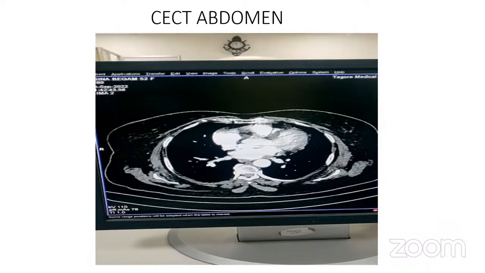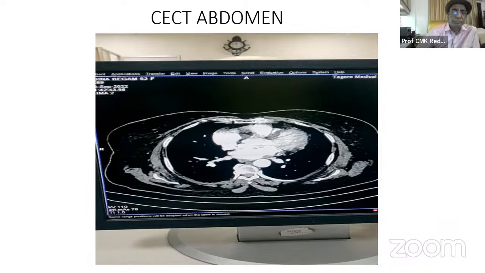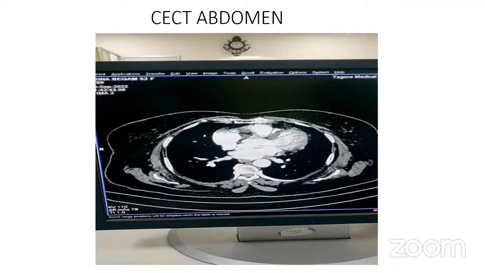Okay. Can you think of a better investigation than CT abdomen for staging? What about a PET scan? PET scan also can be done. Not 'can be done' is not an answer at all. Will you do it initially or not? No, I think we would prefer a CT before we go in for a PET. Definitely. Yeah.